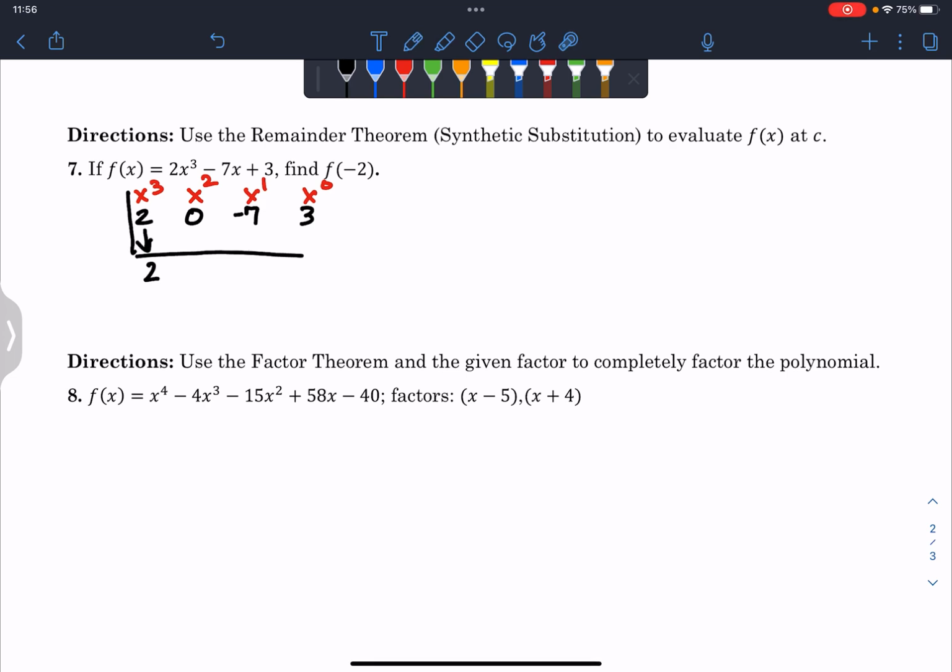Now the number that I'm going to put outside here is going to be this number here. I do not get the opposite of this value. This number stays the same. So I'll put negative 2 there because I want to evaluate this when x is equal to negative 2.